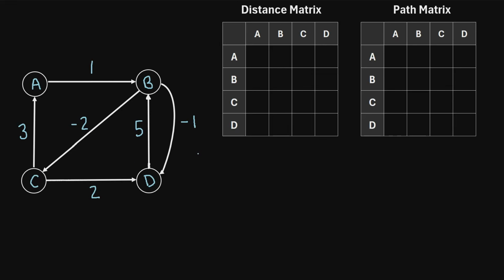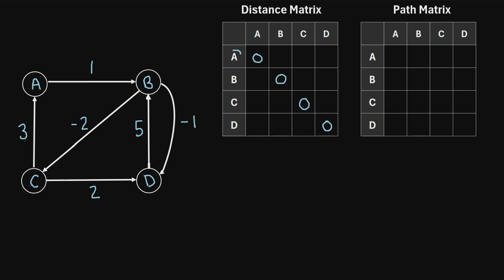To solve this using the Floyd-Warshall algorithm, we first create a distance matrix and a path matrix. Now, to fill in the values of this distance matrix, here's what we do. We ask ourselves, what is the distance from node A to node A? Well, from any node to itself, it's just a distance of 0. So from node B to node B, that's also a distance of 0. So what we'll notice is that in this initial distance matrix, all of the values along the diagonal are 0.